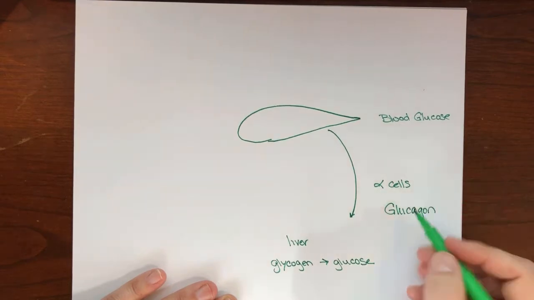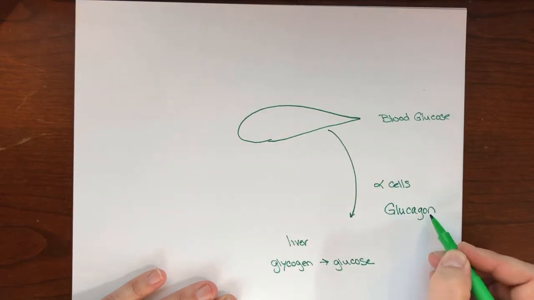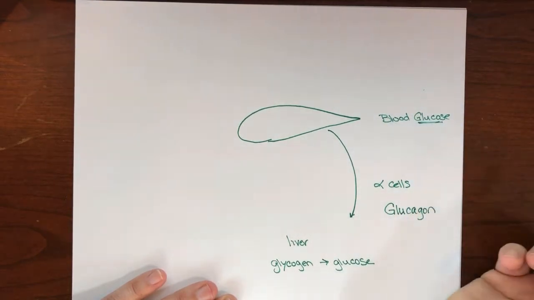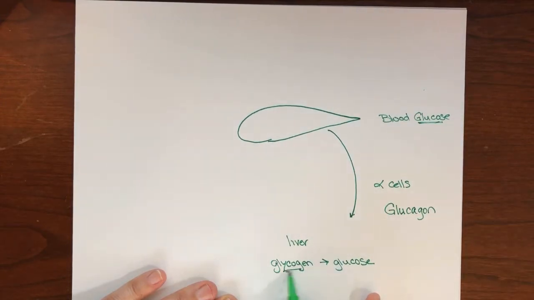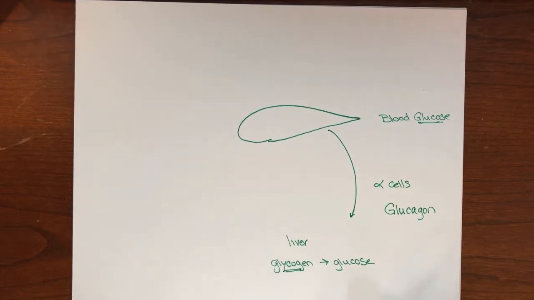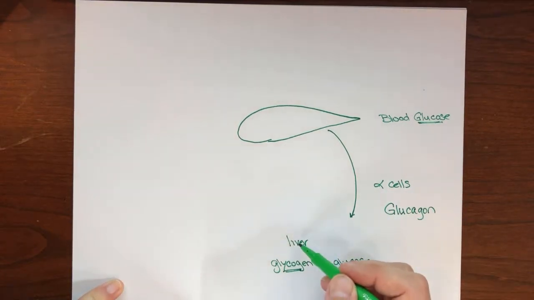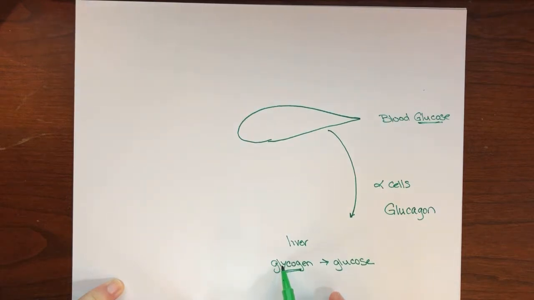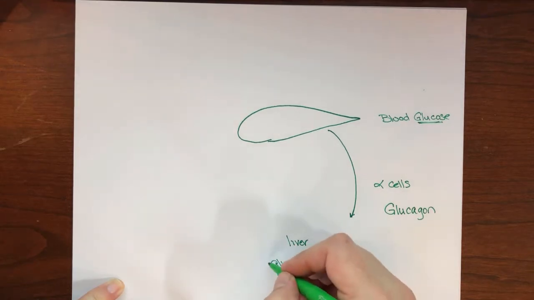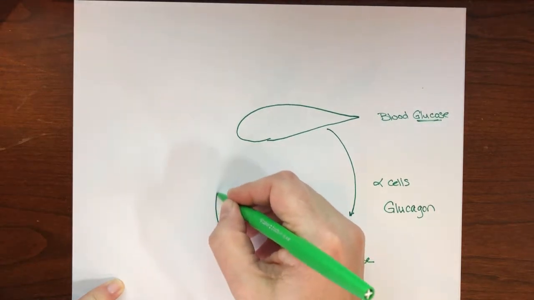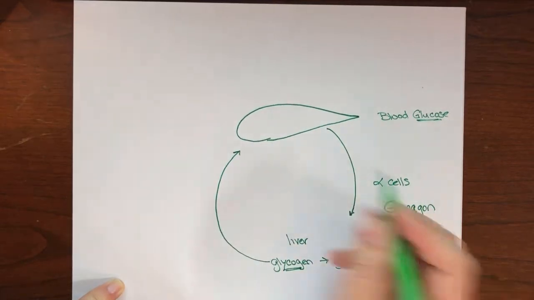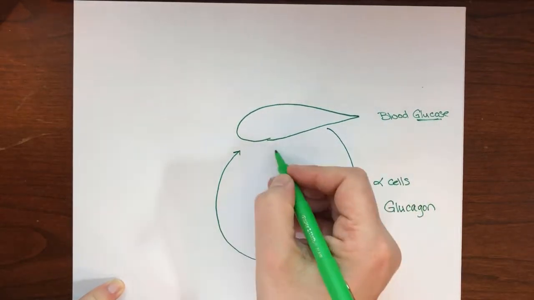So remember, glucagon is the hormone, glucose is a sugar, and glycogen is just a way that we store sugar for like a little bit longer term. So when glucagon is present, the liver is going to start converting that stored sugar, glycogen, into available sugar, glucose. It will release this sugar into the bloodstream, and it'll bring back our glucose levels to normal.